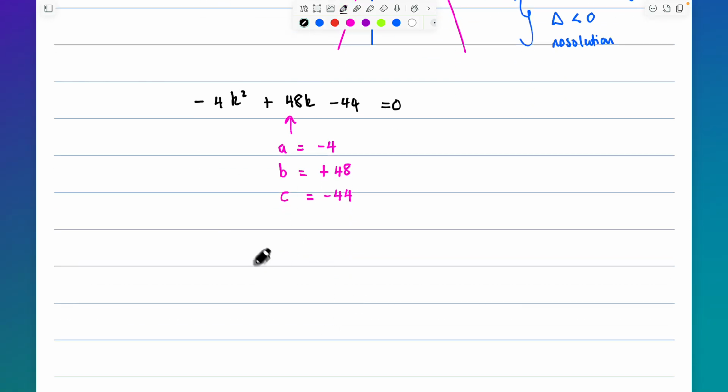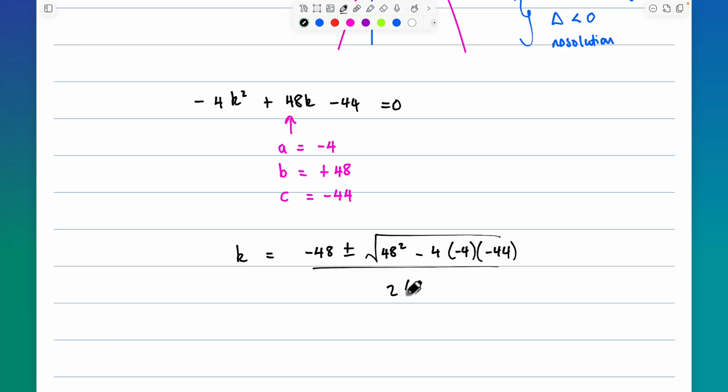Okay, so to solve for k, we're going to just use the quadratic formula. We say negative b, which is negative 48, plus minus the square root of b squared, which is 48 squared, minus 4 times a, which is negative 4, times c, which is negative 44, and then you divide by 2 multiplied by negative 4. So whether you throw that right into your calculator, or you need to punch it in, remember you need to solve for when this is positive and when that is negative to give you two separate answers.